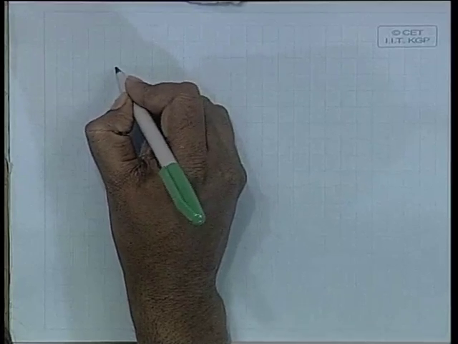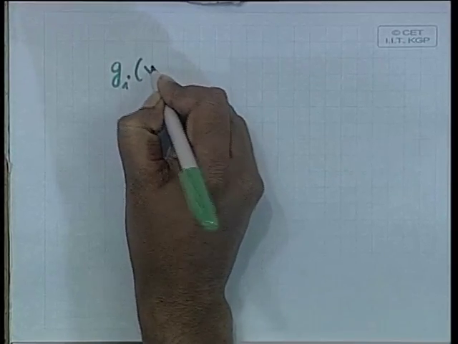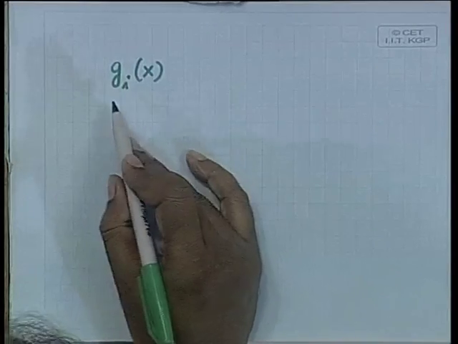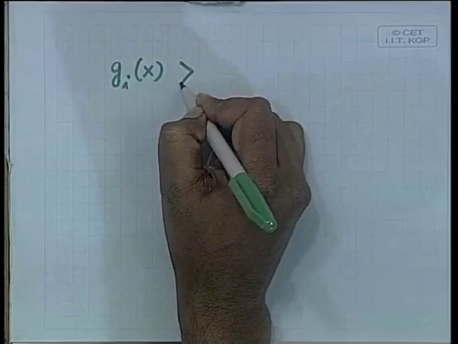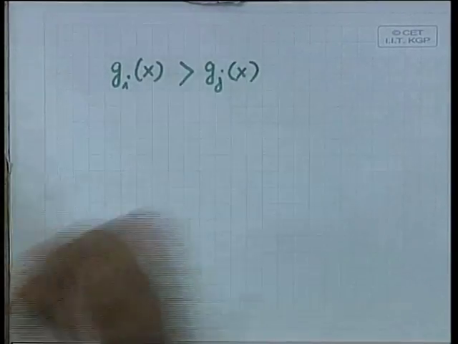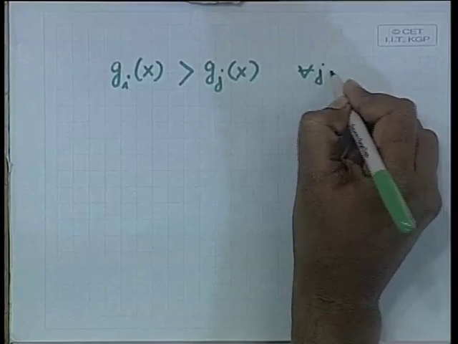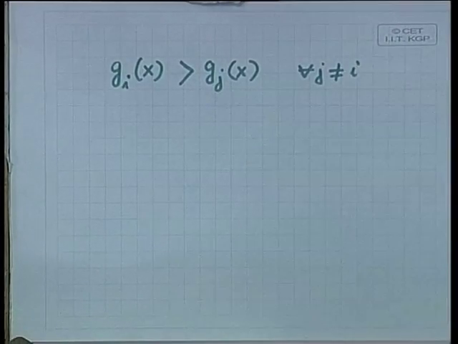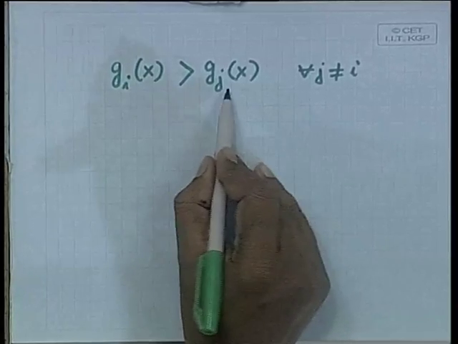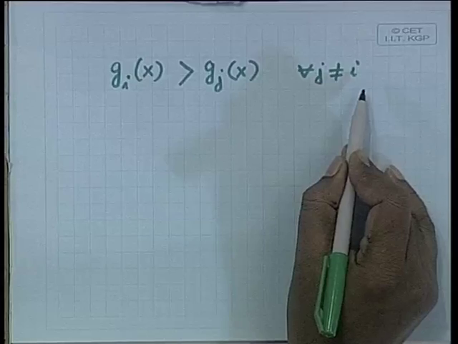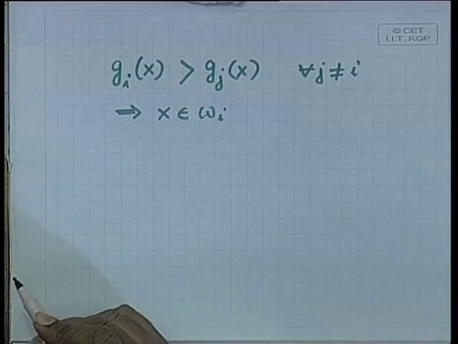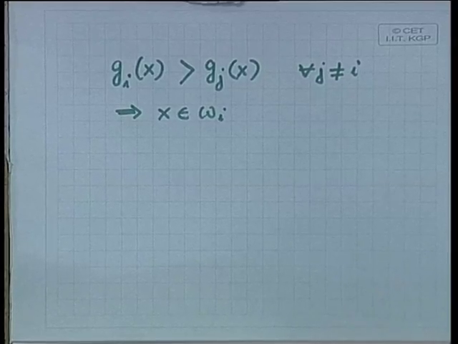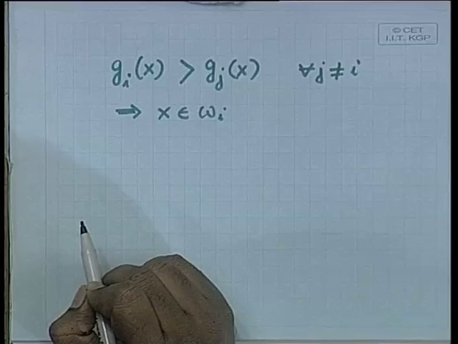So, here our condition is something like this: if G i x, where x is the sample vector and G i x is the discriminant function corresponding to the class omega i, is greater than G j x for all j not equal to i, this indicates that x belongs to class omega i, because G i x is maximum among all the discriminant functions.